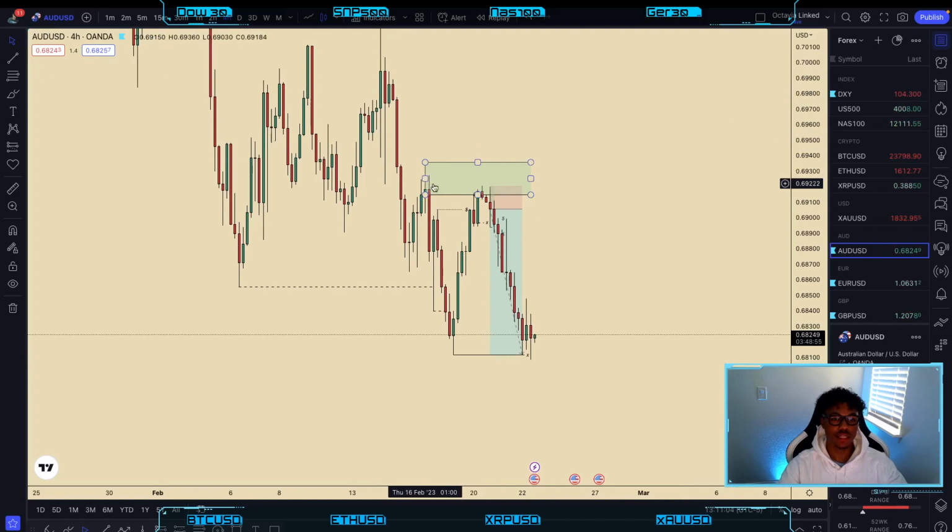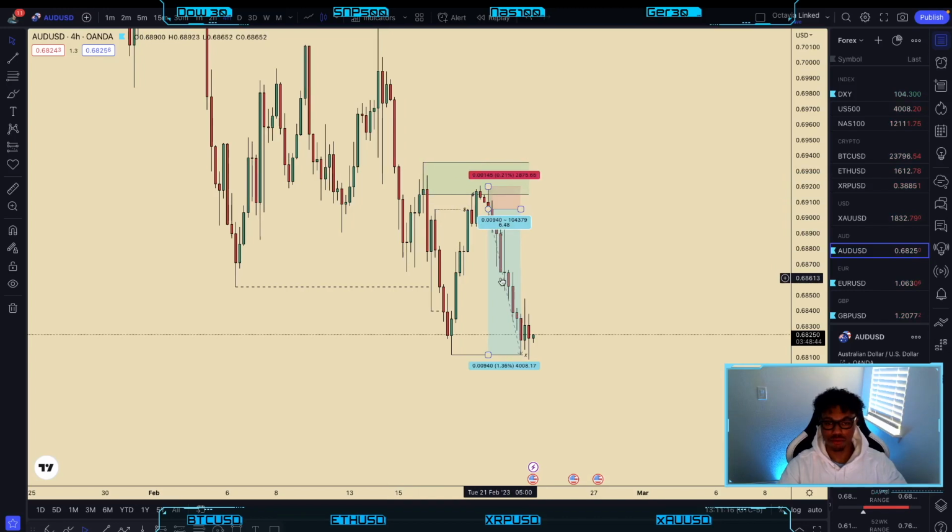So right here within this area, this is going to be my macro supply zone. All right, we can see right under that we do have liquidity in the form of inducement that attracted price back to this area before we see the rollover and the dump.